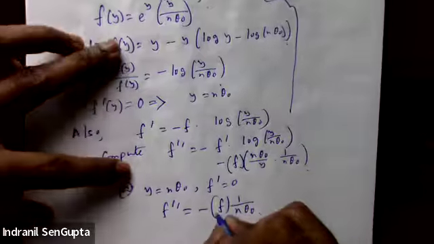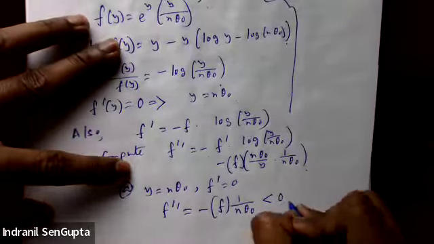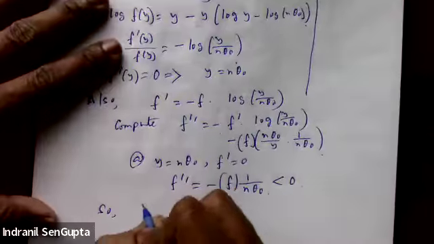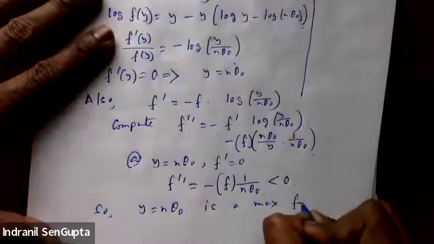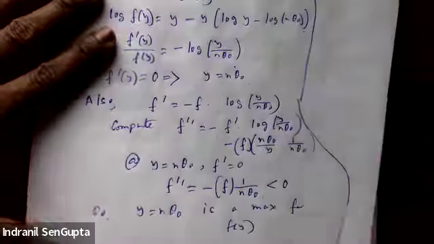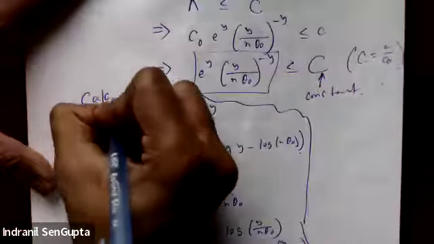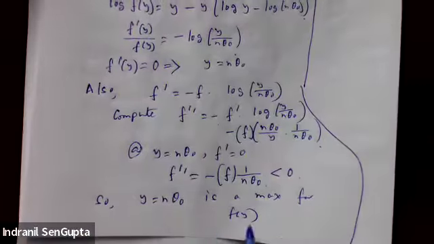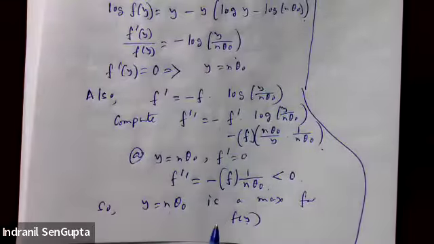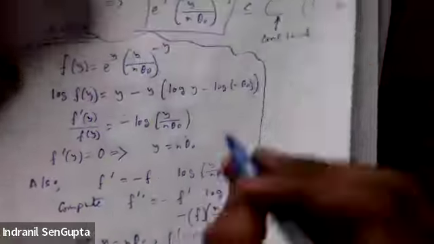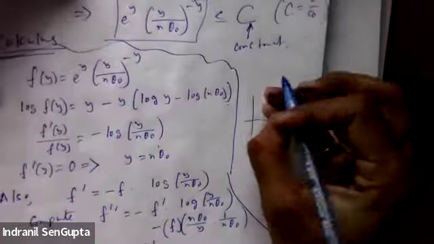Okay. Now, f is a positive number. This is a positive number. So this is a negative number. So y equals n theta 0 is a max for fy. It's just calculus. Okay, so it's a calculus exercise. So we found a maximum for this function fy, and that is at n theta 0. So we can think about this function. It has just one max.